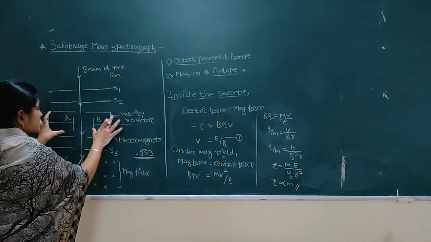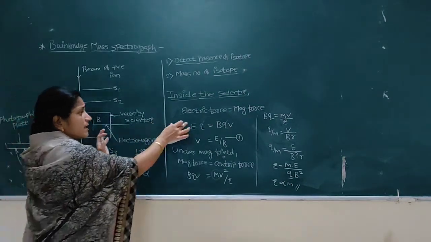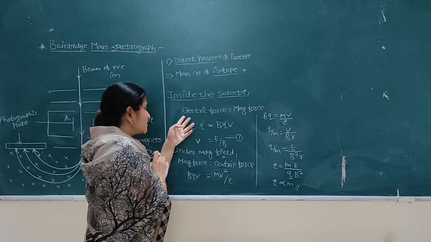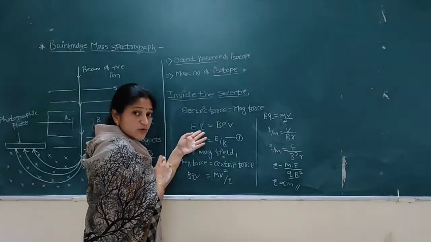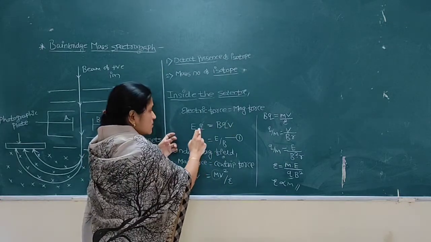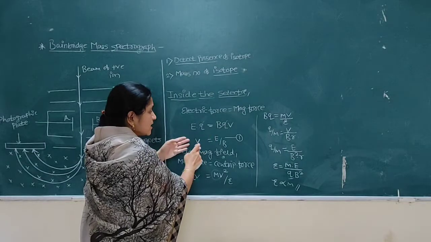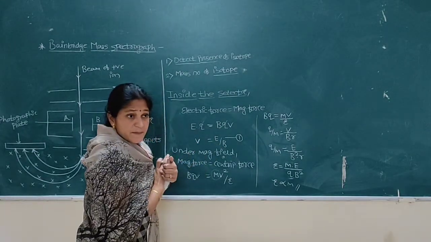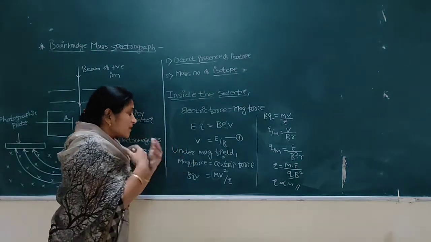Okay. So inside this selector we can write electric force is equal to magnetic force. We know that electric force is E into Q. Magnetic force we know is BQV. So here Q will get cancelled. Remaining equation we can write v is equal to E by B.